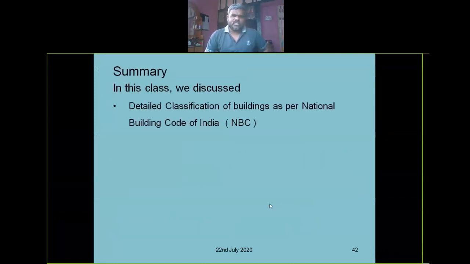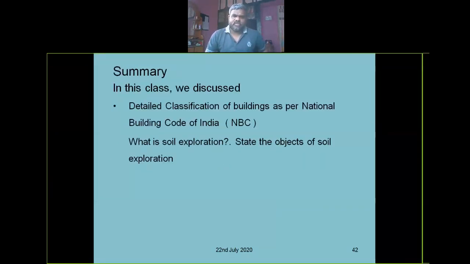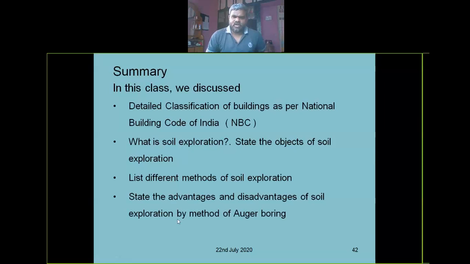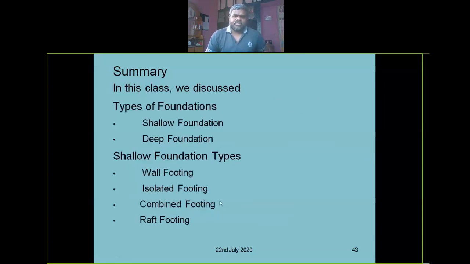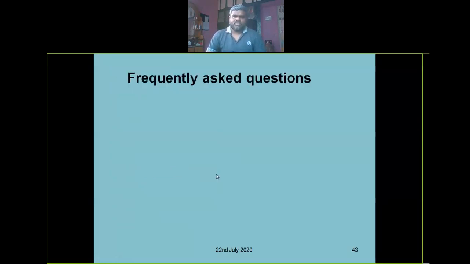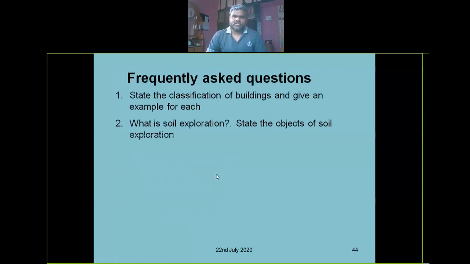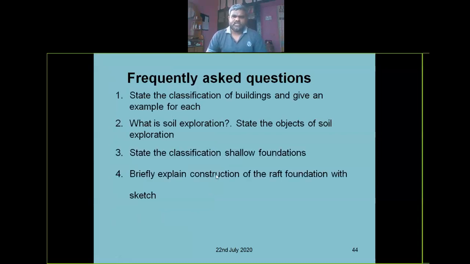Right. What you have seen is a detailed classification of buildings and soil exploration. What is soil exploration, what are the objectives of soil exploration, and the different methods of soil exploration we have seen, and the advantages and disadvantages of auger boring we have seen. We have also seen the different types of foundations and the different types of footings. So these are some questions which arise from this chapter: classification of buildings, soil exploration, objectives of soil exploration, state the classification of shallow foundations, briefly explain the construction of raft foundation.